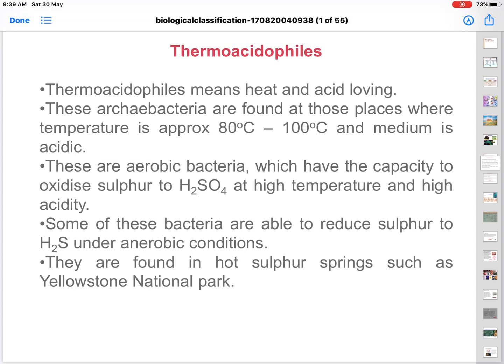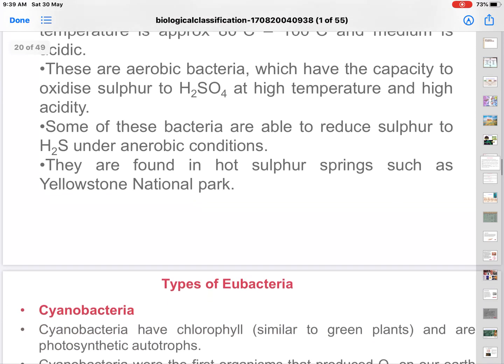These are aerobic bacteria which have the capacity to oxidize sulfur to H2SO4. So sulfur is getting converted into H2SO4 at high temperature and in highly acidic medium. Some of these bacteria are able to reduce sulfur to H2S under anaerobic conditions. They are found in hot sulfur springs such as Yellowstone National Park.